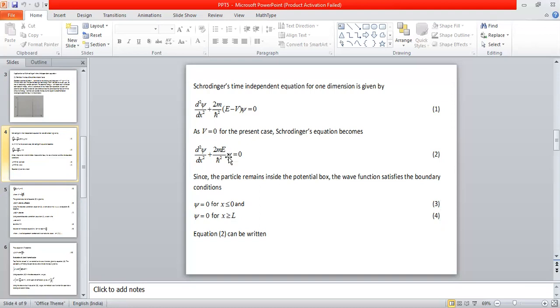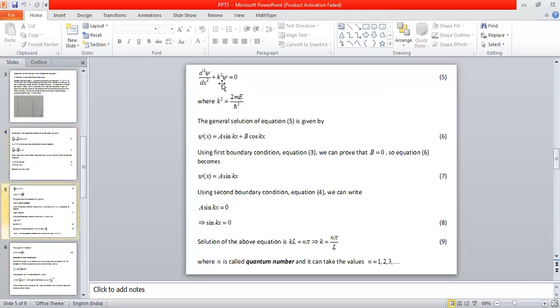Now equation 2 can be written, for simplification, as d square psi by dx square plus k square psi is equal to 0, where we have chosen 2mE by h cross square as k square. So we end up with the equation d square psi by dx square plus k square psi is equal to 0, equation 5. This equation 5 is a linear second order differential equation, which has a standard solution. We are not discussing in detail how to obtain the solution; I have written the general solution directly.